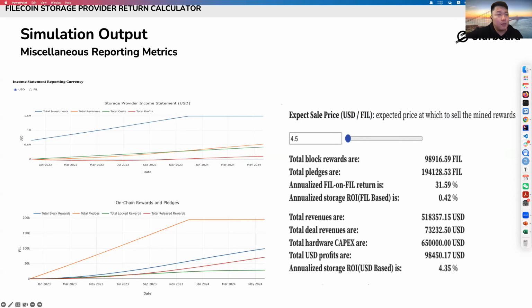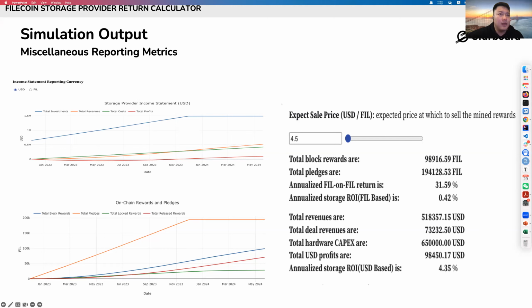Here are some corresponding economic metrics or reporting statistics. You can set the expected sell price at which to sell all of the mined rewards, so sort of cashed out, or to evaluate your position and provide a fair valuation of it. I think there is an API behind this that feeds you the real-time FIL price. It might be laggy a bit, but not by too much.